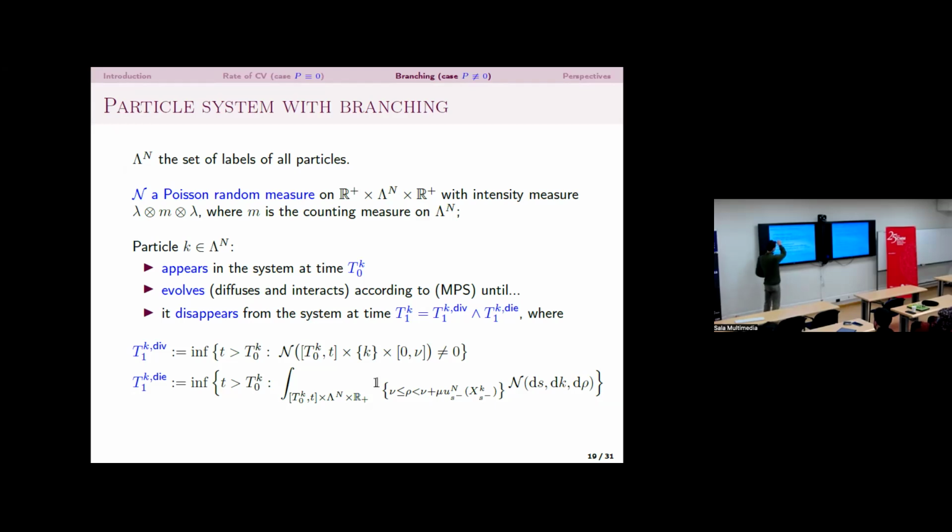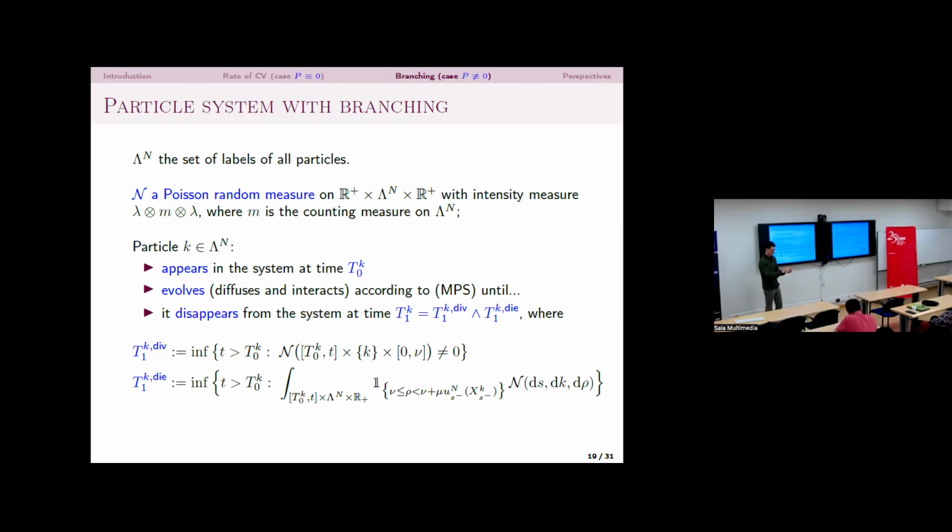And I give myself a Poisson random measure on R plus times ln times R plus. I will explain the labels. So for a particle k, which is in that set, I need to describe when it appears in the system and when it leaves the system. So it appears in the system when it's being given birth. So either it's an initial particle, or it will be born at some time, which we call T0k.